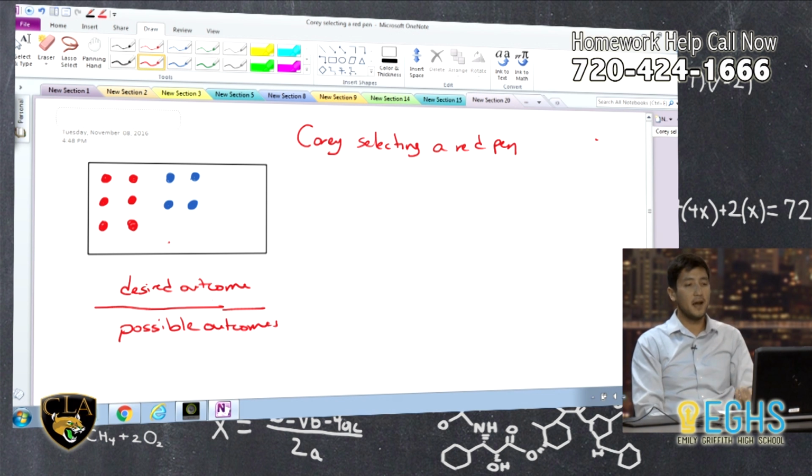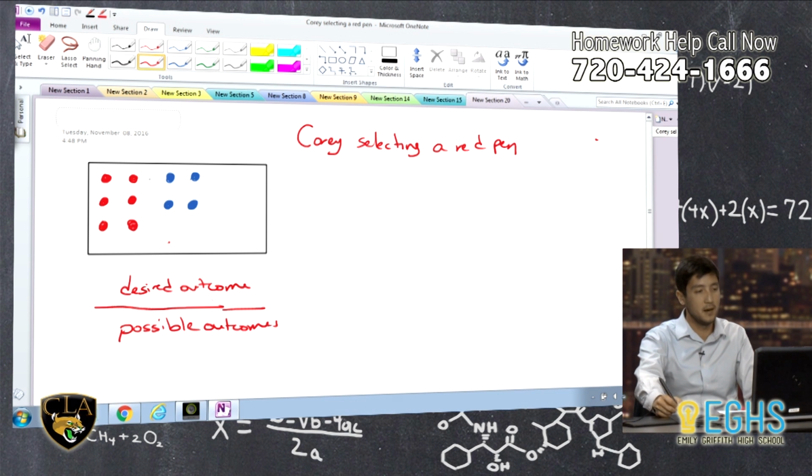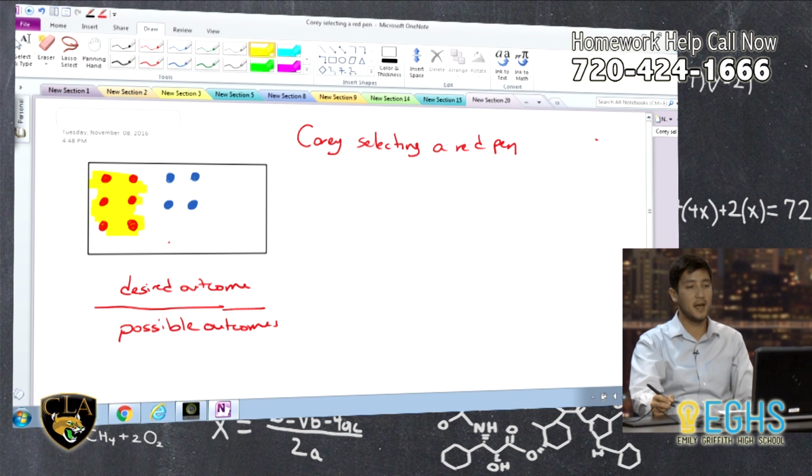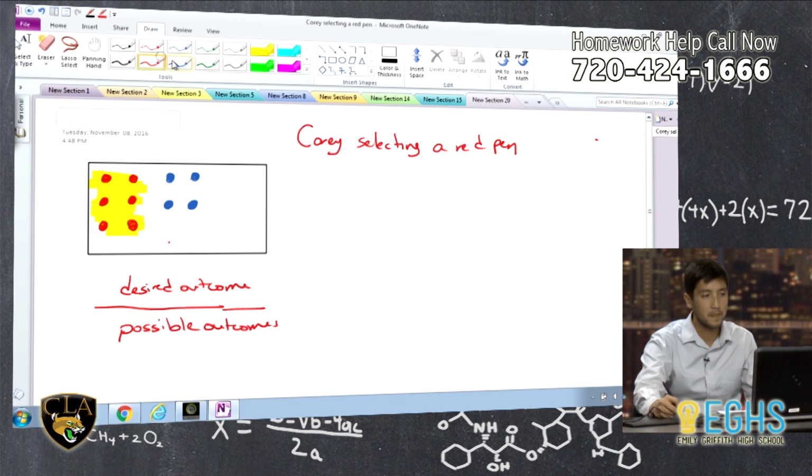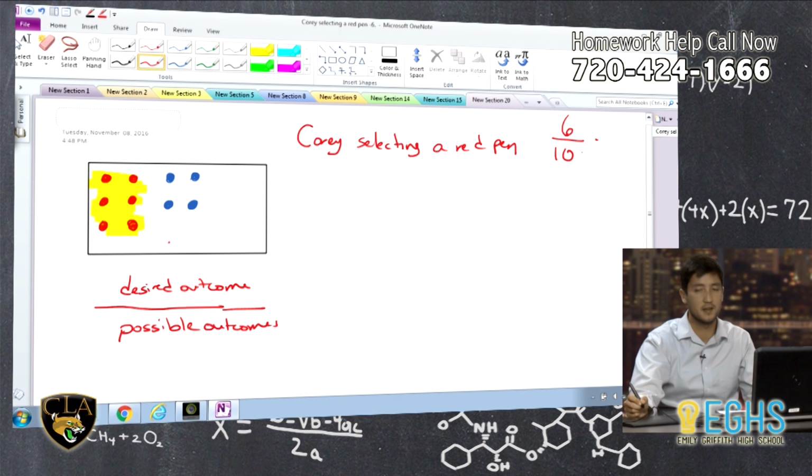Okay. So the desired outcome for Corey, they both have to pick red pens, so Corey has to pick a red pen. Well, out of all the pens, not all the red pens, 6 out of 10 are going to be red. So if Corey pulls a pen out, there's a 6 out of 10 chance he's going to get a red pen. We could leave it like this for now.